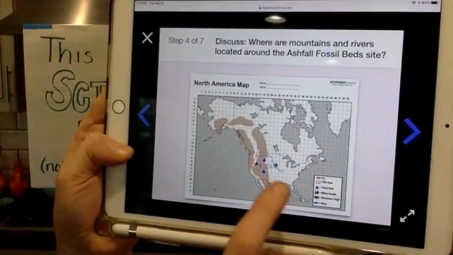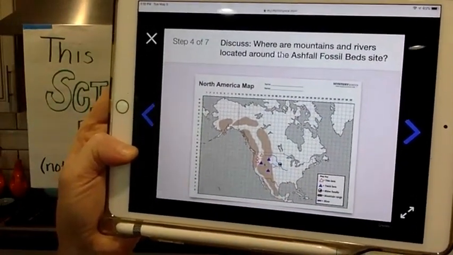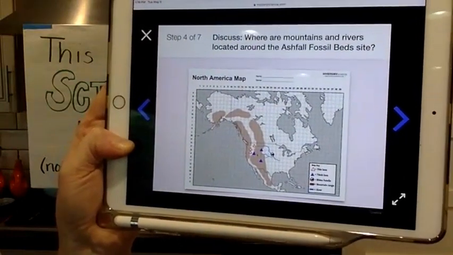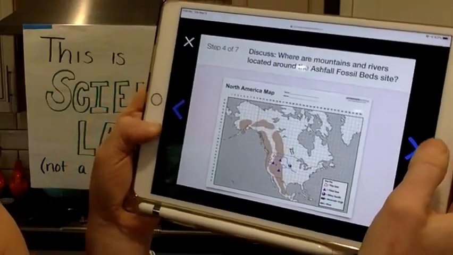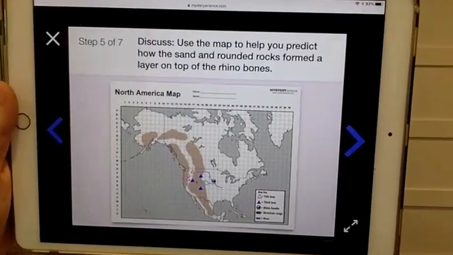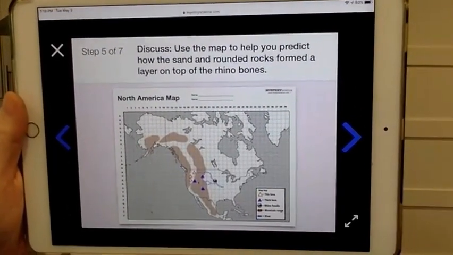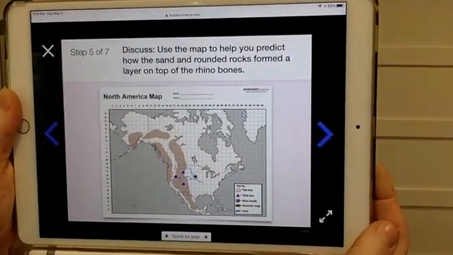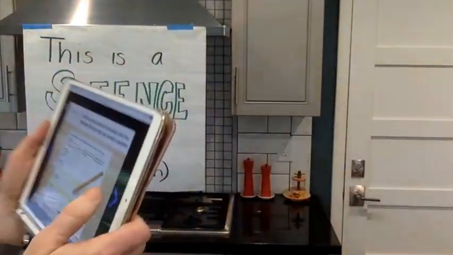So the question is, are there mountains and rivers around Ashfall Fossil Beds site? Hopefully you can see that the answer is, well, yes. So using the map to help us predict how the sand and rounded rocks formed a layer on top of the rhino bones. How could that have happened?